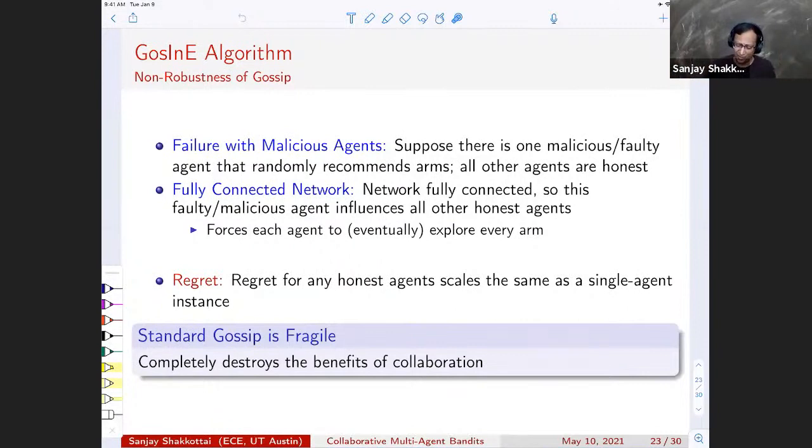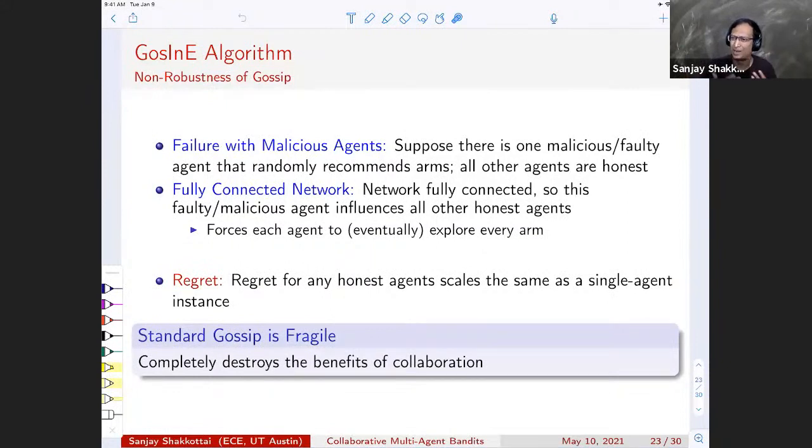So anybody can talk to anyone, and this malicious agent can just inject these bad recommendations in the system. So what would happen is that it will force each agent to explore all the arms. Over time, if you take a particular agent, it has maybe the best arm and a few other arms. Then this agent is going to give some other arm, so it's going to explore this. It will then inject one more arm, so it has to explore this.